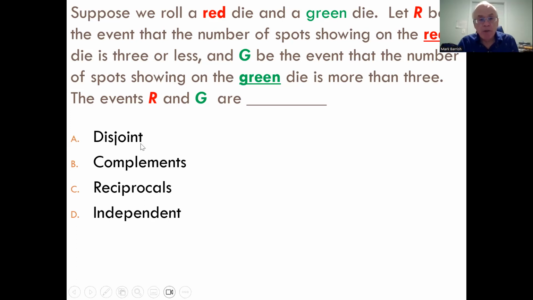Now, you might have thought disjoint, but they're not disjoint because these are two separate dice. So it's perfectly fine that when you roll both dice together, you could have a 2 on the red die and a 4 on the green die, and that can happen together, and therefore they are not disjoint. But they are independent, which means that whatever result you get on the green die or the red die does not affect the result on the other die. All right, so the answer is independent in this case.